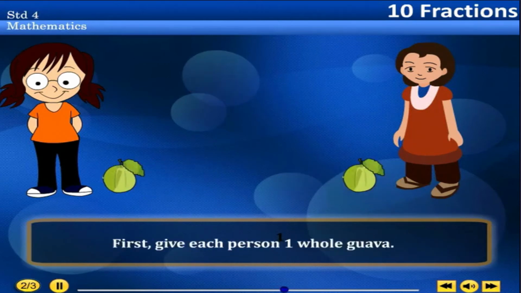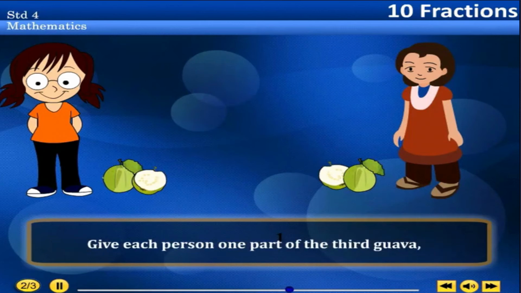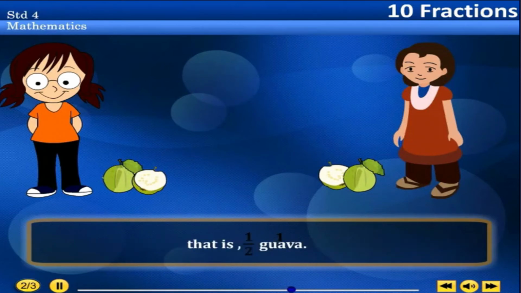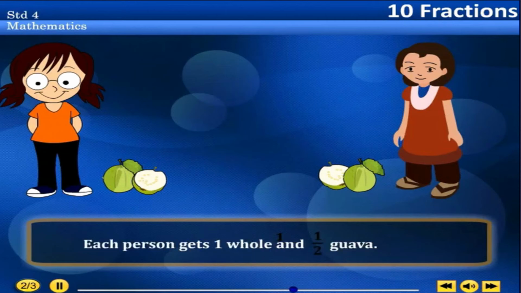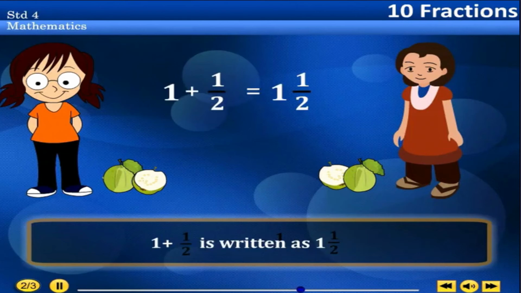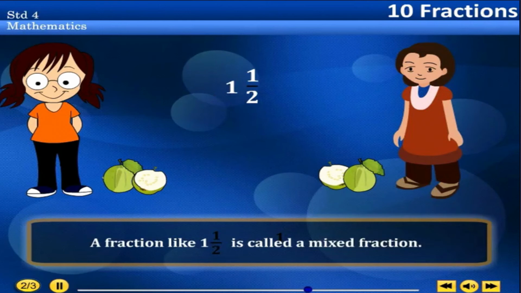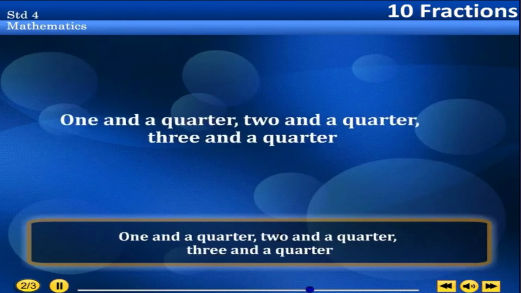Method 2. First, give each person 1 whole gova, then divide the remaining gova into 2 equal parts. Give each person one part of the third gova, that is 1/2 gova. Each person gets one whole and 1/2 gova. Each has 1 plus half gova. 1 plus half is written as 1 1/2. This shows that 3/2 is equal to 1 1/2. A fraction like 1 1/2 is called a mixed fraction.